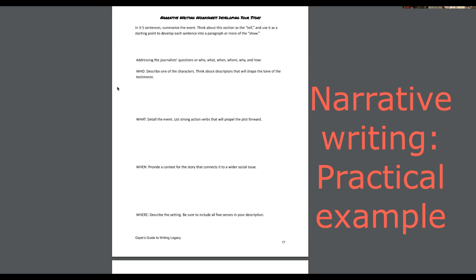Think about descriptors that will shape the tone of the testimonial or the narrative that you are writing. So what this means is thinking about Mrs. Flowers and how she was described by Angelou with her rich black skin. She was also compared to a plum, and all of these language choices that she uses when she talks about Mrs. Flowers help us to understand who Mrs. Flowers is. And we learn not just from physical description about her, but she also talks about how articulately Mrs.